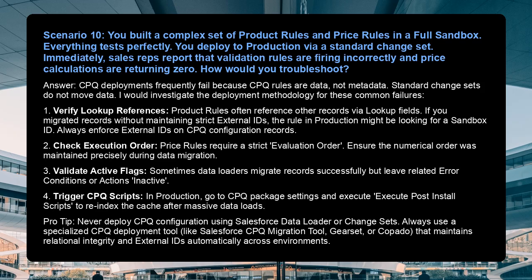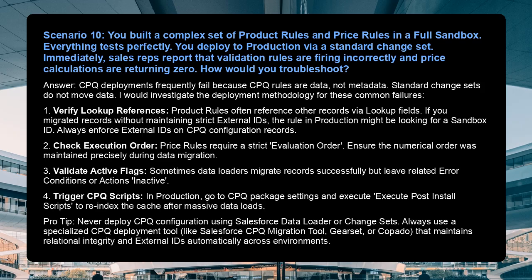1. Verify lookup references. Product rules often reference other records via lookup fields. If you migrated records without maintaining strict external IDs, the rule in production might be looking for a sandbox ID. Always enforce external IDs on CPQ configuration records. 2. Check execution order. Price rules require a strict evaluation order. Ensure the numerical order was maintained precisely during data migration.